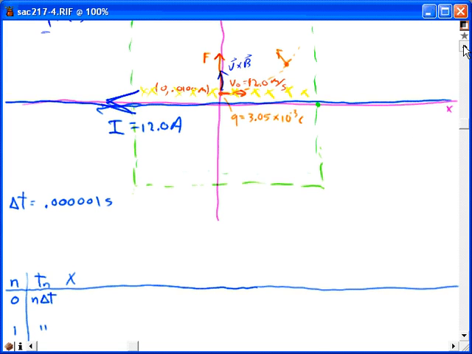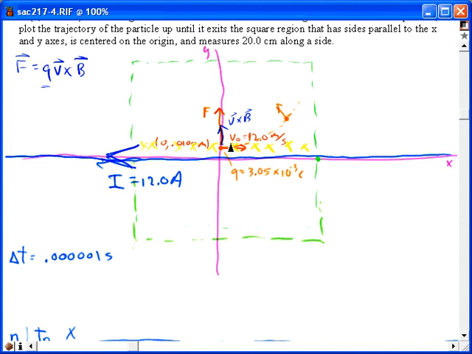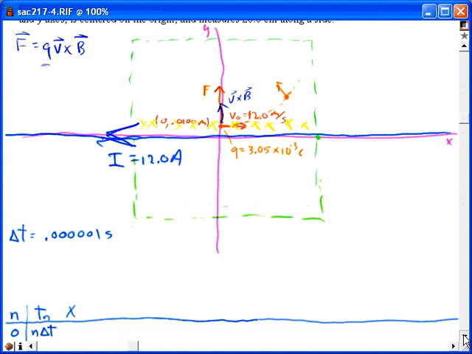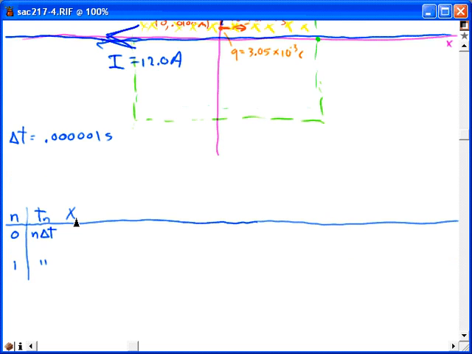Alright, this is a two-dimensional problem. This thing is moving through two-dimensional space, and what I'm going to do is treat the x and y motion separately. So I'll have an x position and a y position, x sub n, and a y sub n.